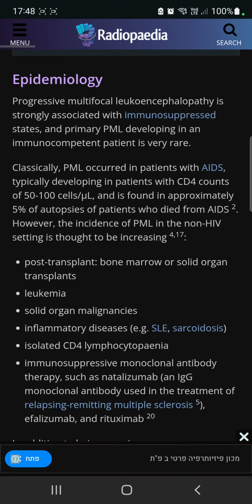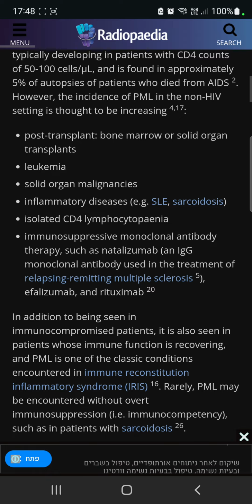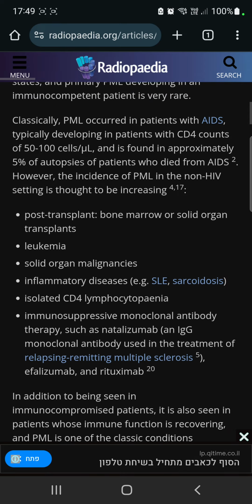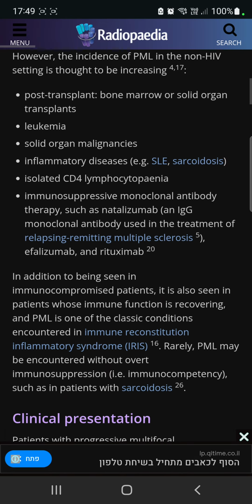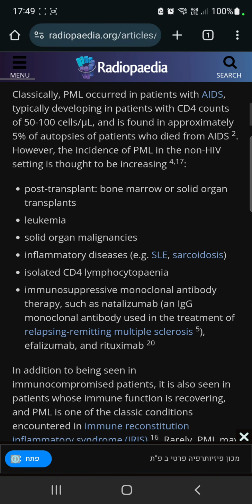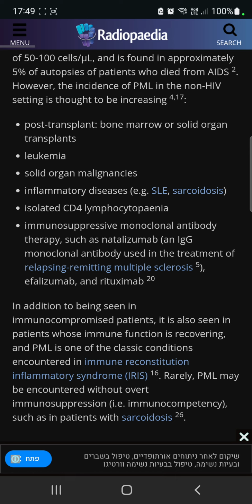You can see less than 50 to 100 cells per microliter. So it is also defined as an AIDS defining disease, because you can see that it infects people with very low CD4 counts that define AIDS. Now, it's not only happening in AIDS, but also in other diseases that cause immunosuppression.